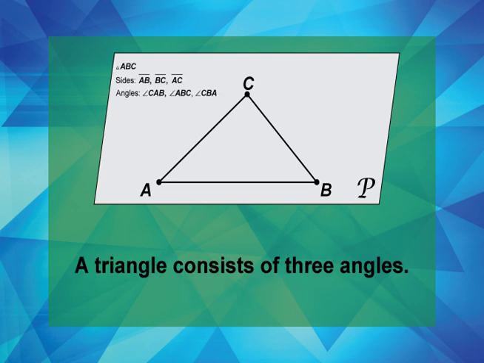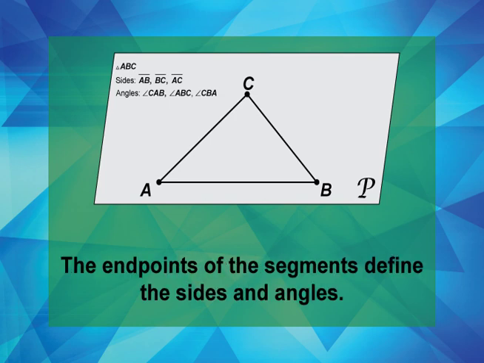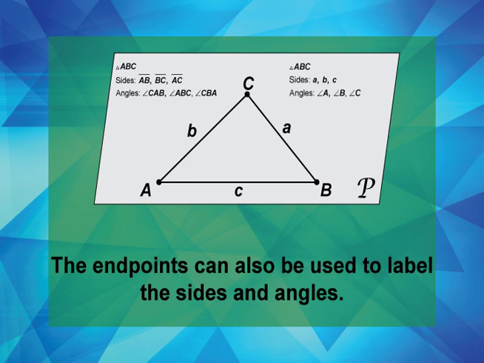A triangle consists of three angles. There are three angles: angle CAB, angle ABC, and angle CBA. So you can see how the endpoints of the segments define the sides and angles. The endpoints can also be used to label the sides and angles.